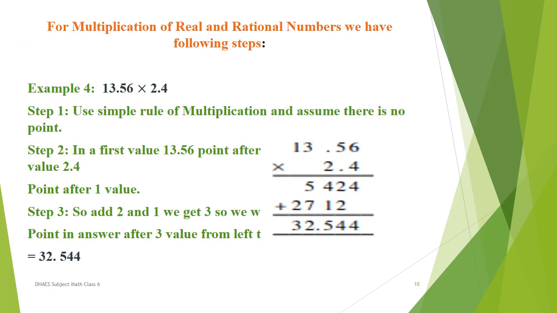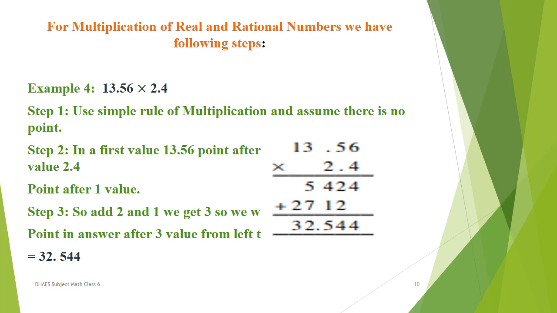To solve example number 4, you apply simple rule of multiplication that you already learned in your previous classes. Assume that there is no point in any term. So in a simple way, 1356 multiplied by 24, you get 32,544.